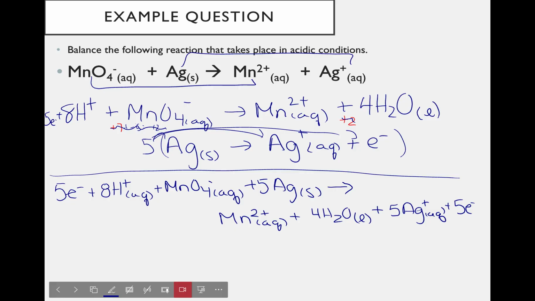Before we're completely done, you do want to cross out anything that occurs on both sides. So the electrons should be the same, and then the other ones to look out for usually are hydrogen ions and water. But this is all balanced, so now you're done, and that is balancing in acidic conditions. I hope this helps.